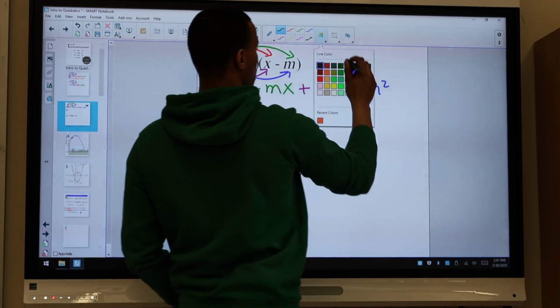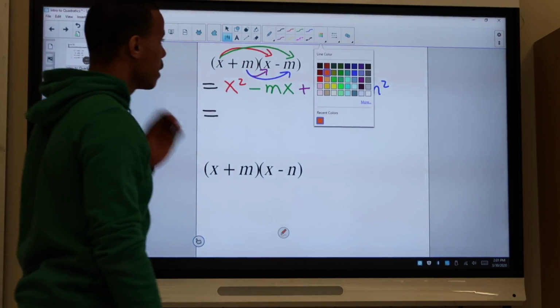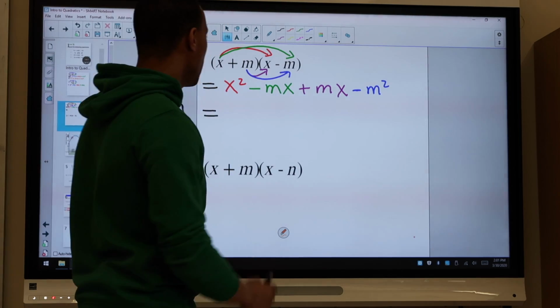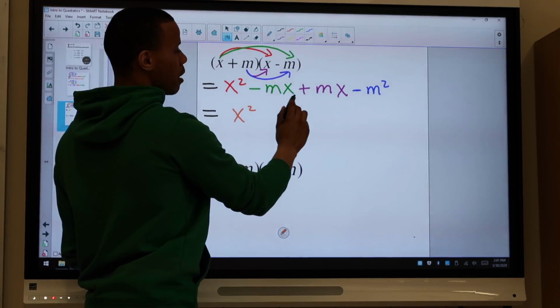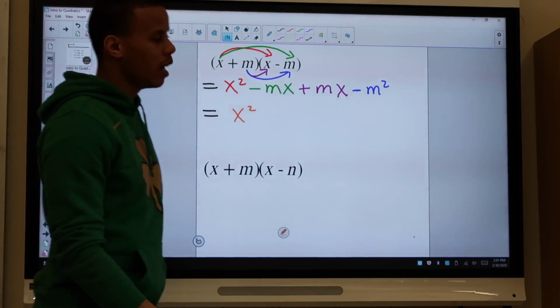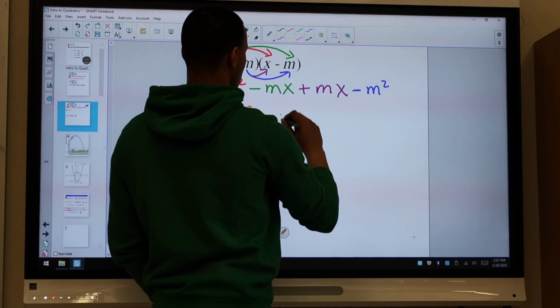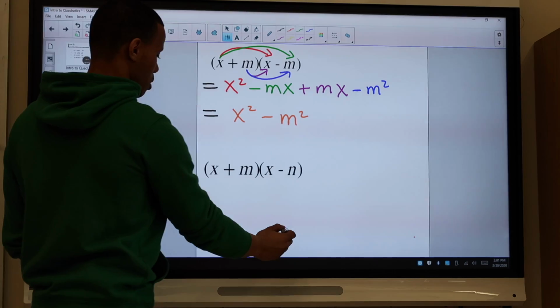There you go. So now, I want to combine like terms, right? So now we have x squared, negative mx plus mx is 0, so that cancels out, and then you're left with negative m squared. And that's what it is.